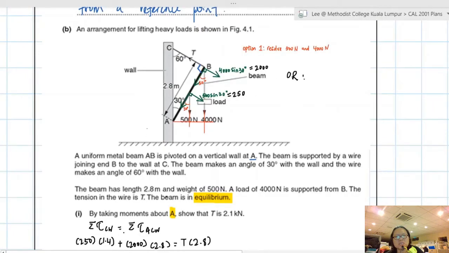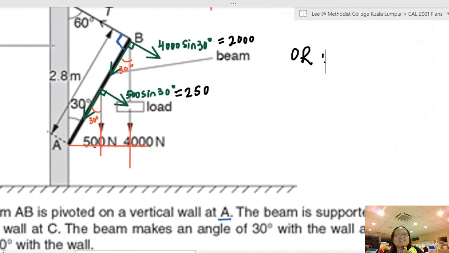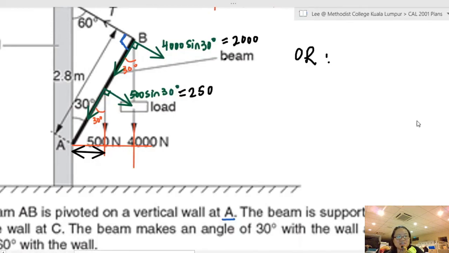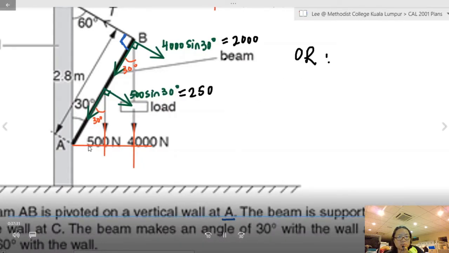Or you could be thinking, Miss, I'm very good at geometry. You see this red color right angle triangle? I can find this distance. Okay, now it's too small for me to draw an arrow. The arrow looks so ugly. Anyway, I can find this distance. Then I can just take 500 times the distance from here to here, which is 1.4 sine 30 because you look at this triangle. And the distance from here to here, you look at this triangle, is 2.8 sine 30.